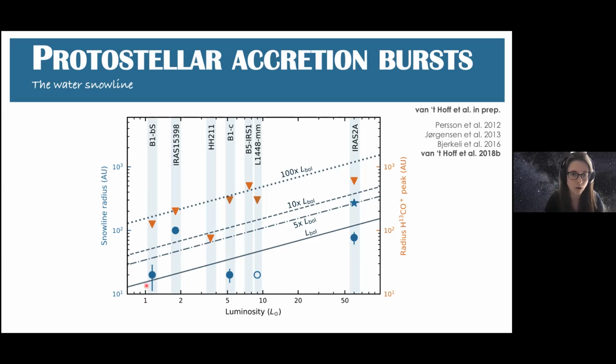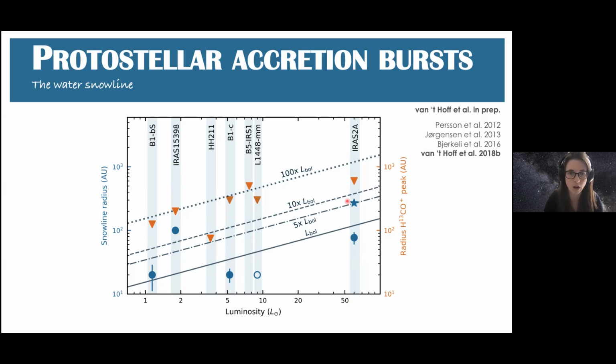This is another source that we observed, B1BS. And again, the snowline matches quite well with the expected location. We don't have CO measurements of this source, so we don't know if there was an accretion burst a longer time ago, but definitely not within the past 1,000 years. In contrast to IRS 15398, where the water snowline is at a radius needed for a luminosity more than 10 times as high as what we currently observe. So this source has undergone an accretion burst within the last 1,000 years.